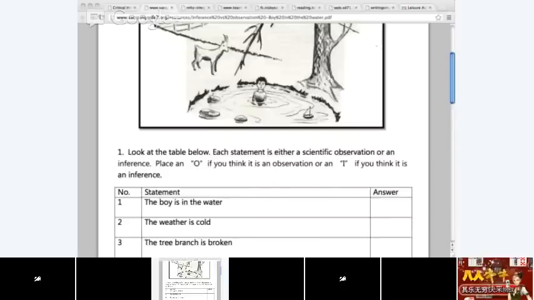Let's see. The weather is cold. Inference. That's an inference too. The water is cold. Inference. Yeah, inference.